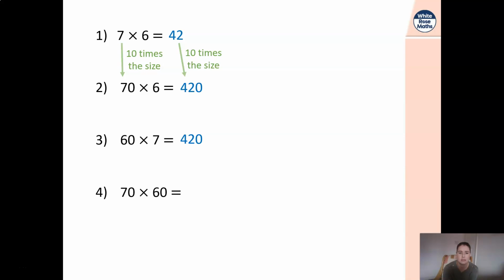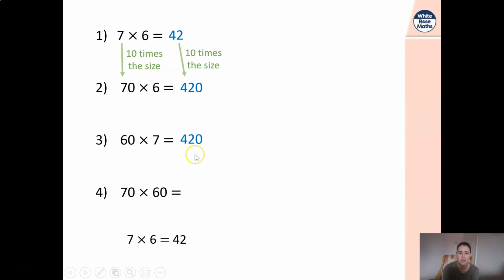Now, here the answer is also 420 because I know that 6 times 7 is going to give us 42, but also I'm only multiplying by 10. So even though this is one number less and this is 10 times less, I'm still multiplying 6 by 7 and multiplying it by 10.